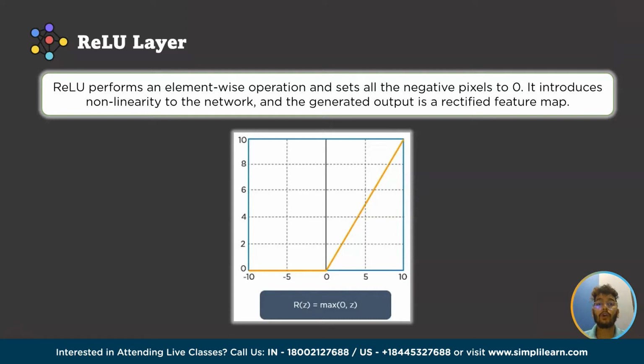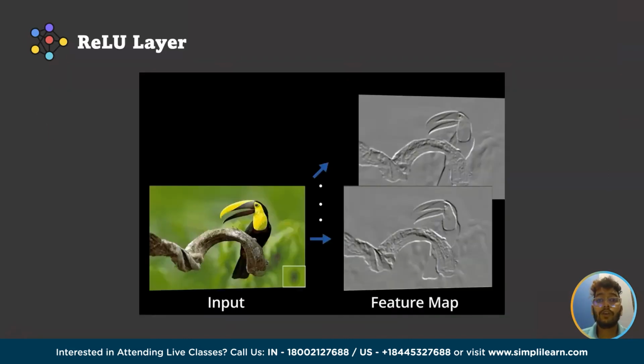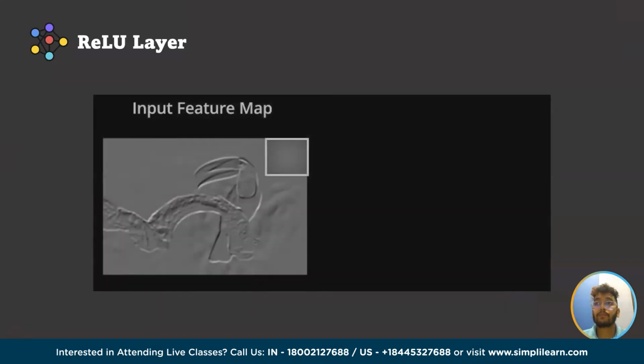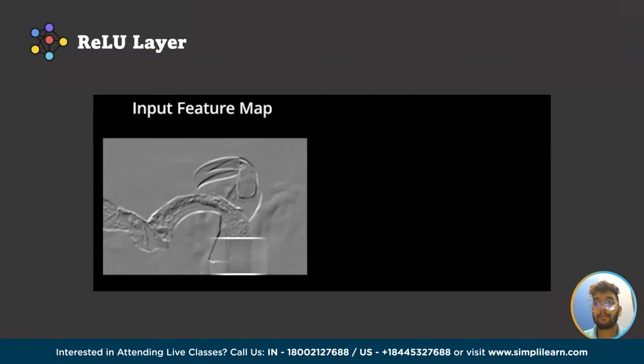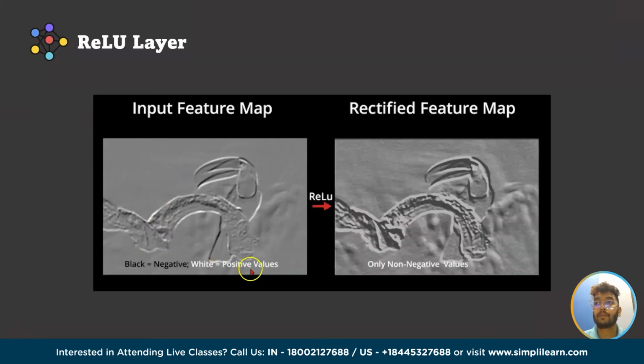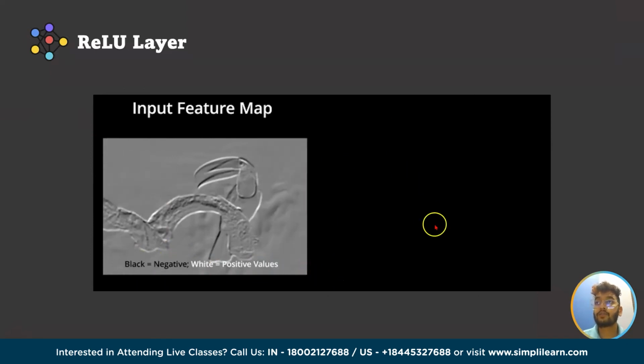It introduces non-linearity to the network and the generated output is a rectified feature map. So below is the graph of ReLU function. The original image is scanned with multiple convolution and ReLU layers for locating the features like this. ReLU layers create the feature maps like this, and after that the input feature map creates the rectified feature map. This is how black, negative, turns to white, non-negative or positive values you can say. So it will create the rectified feature map, ReLU layers.